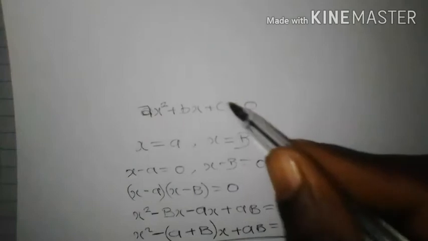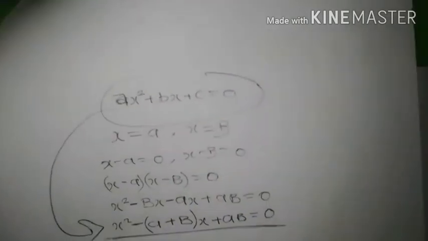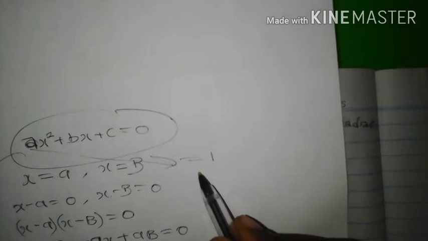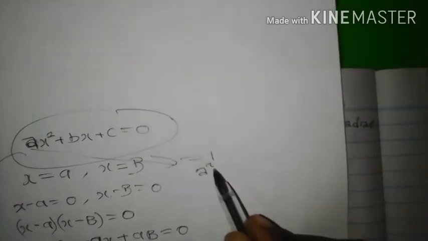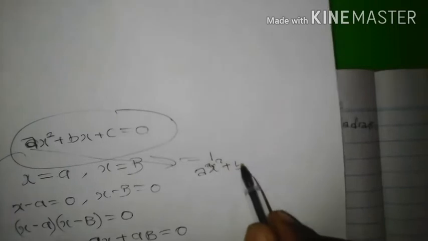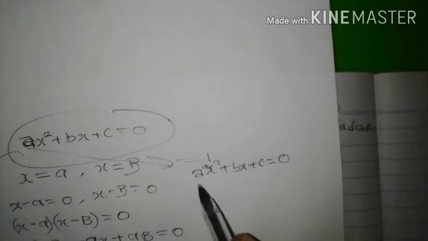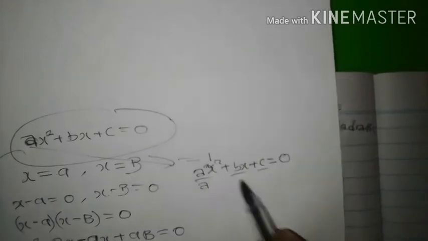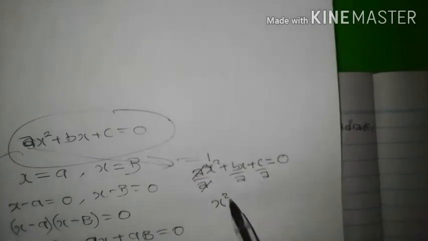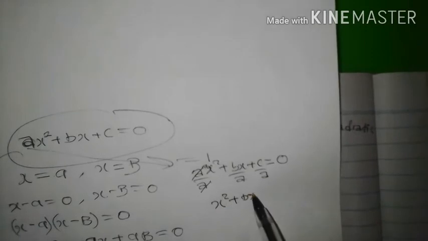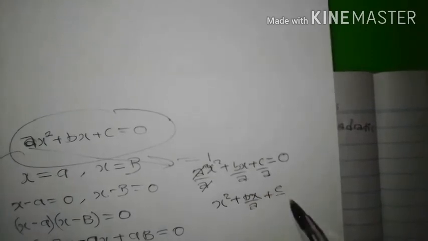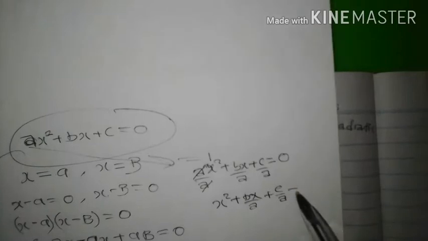If we compare this one and this one, we realize that the coefficient of x squared here is equal to 1. So for us to make the coefficient of a equal to 1, we say ax squared plus bx plus c is equal to 0, we divide by a. Then a and a cancel. We remain with x squared, then plus bx over a plus c over a is equal to 0.